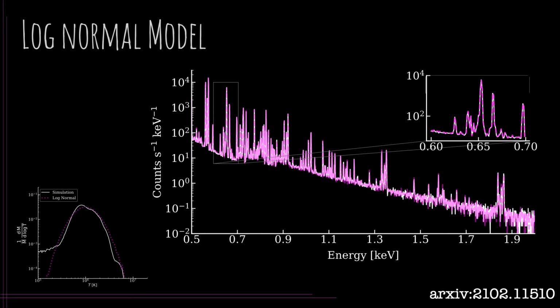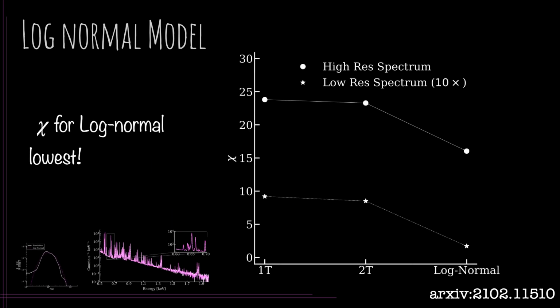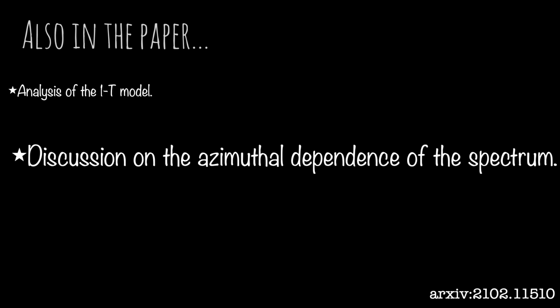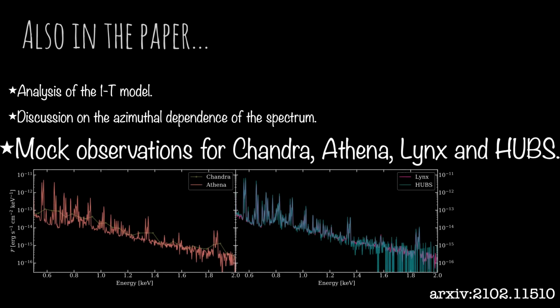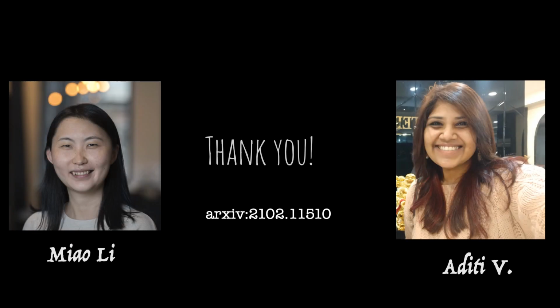When we use a log normal model for spectrum, we find that it matches the simulation spectrum at both high and low energy ends. From our analysis, we find that the log normal model produces the lowest chi-square values. Apart from the comparisons I discussed here, we also discussed another popular fitting model, the one-temperature model in our paper. For the case of biconical outflows, we discussed the spectra inside and outside the bicones, and we showed the azimuthal dependence of the spectrum. And finally, by convolving the spectra with instrument responses, we provide mock observations for Chandra, Athena, Lynx and Hubble. The paper is now available on arXiv.